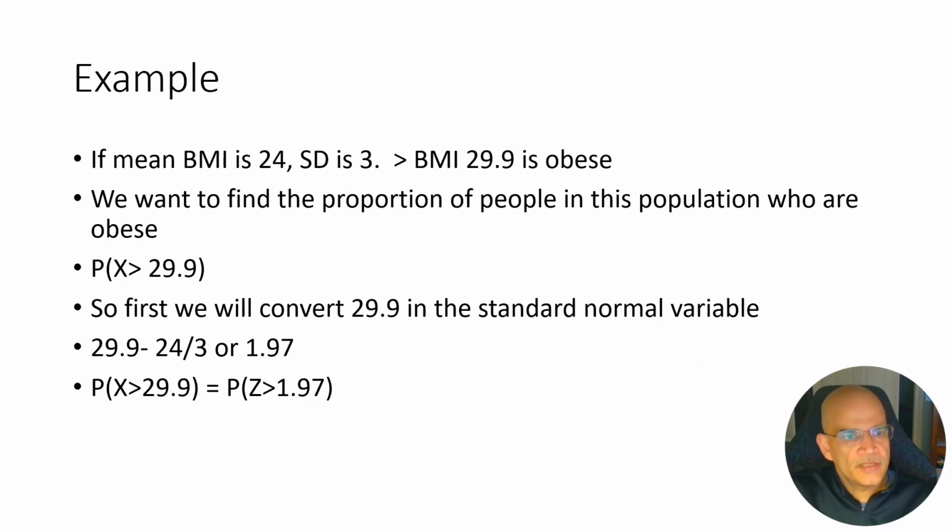So for example, if the mean BMI is 24, standard deviation is 3, and a BMI more than 29.9 is obese, we want to find the proportion of people in this population who are obese. So we want to know the probability that x is more than 29.9. First we have to convert 29.9 into a standard normal variable, which is (29.9 minus 24) divided by 3, or 1.97. Now the probability of x more than 29.9 is the same as the probability of z more than 1.97. We can't do anything about 29.9, but we know what z of more than 1.97 means.